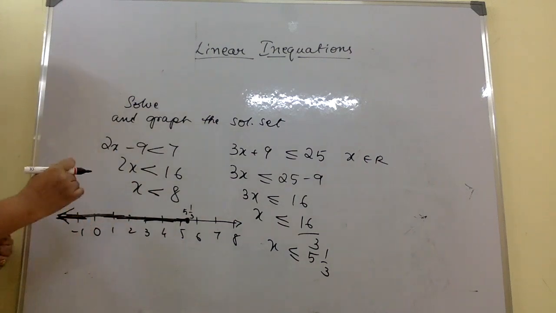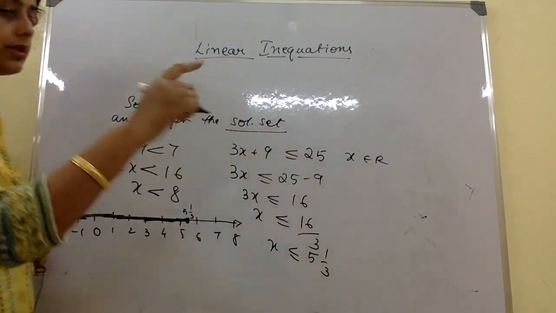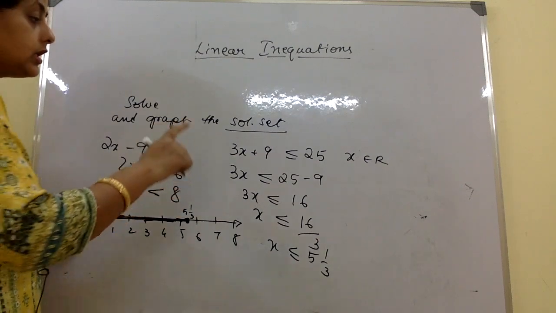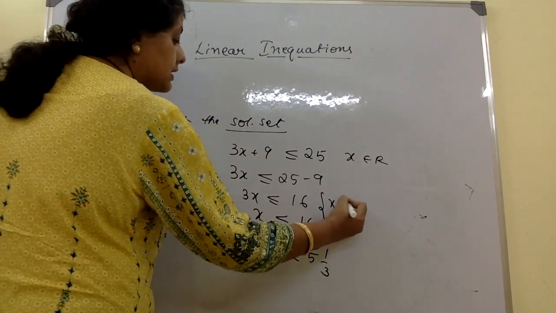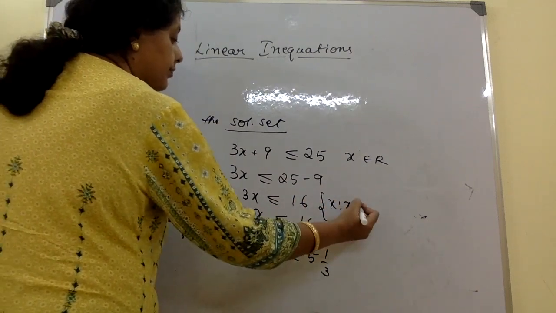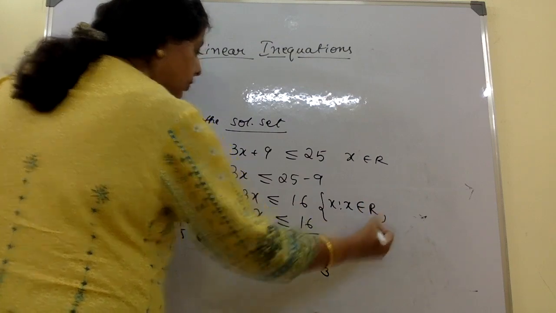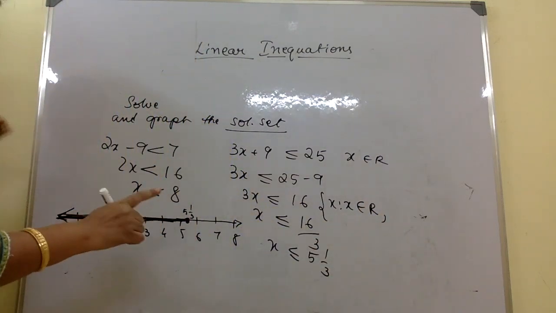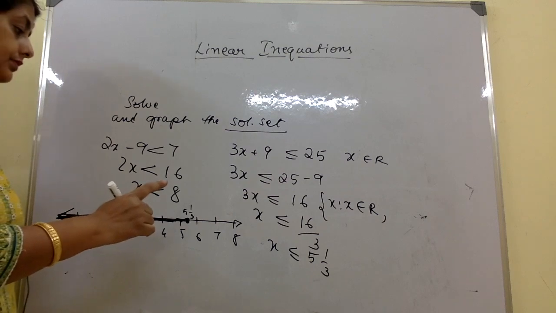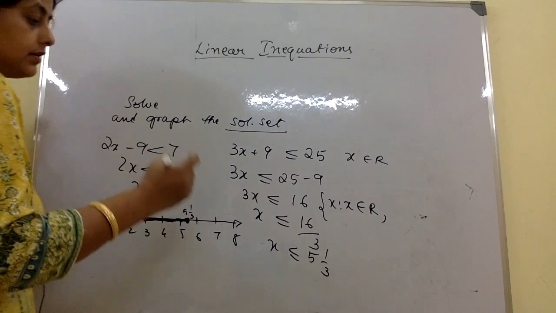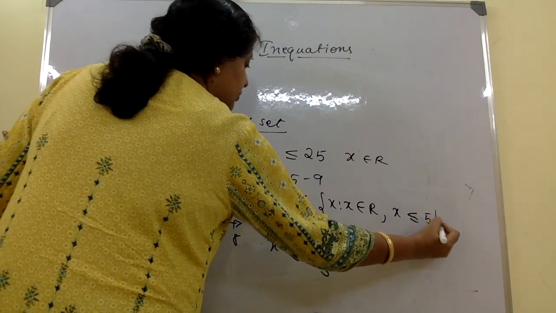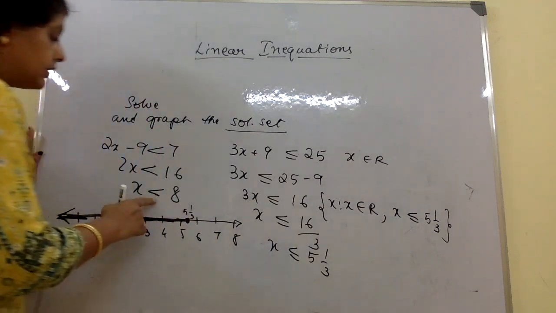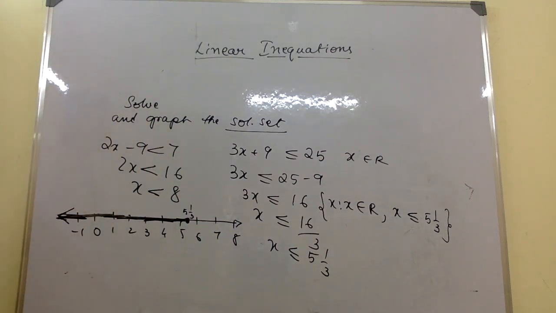Now how do I write the solution set? Remember, if it is a real number line, the solution set has to be written in set builder form. So x is such that x belongs to real numbers, comma, and finally x is less than 5 1/3, because finally we are taking that only. This practically loses its meaning. So x is less than 5 1/3.